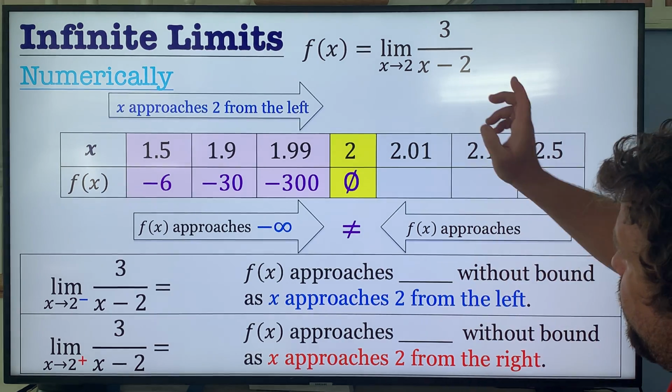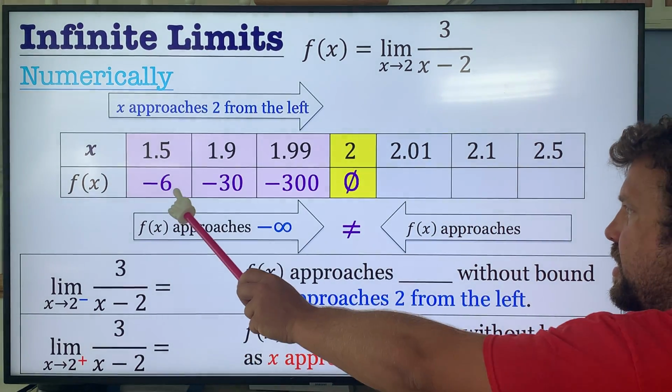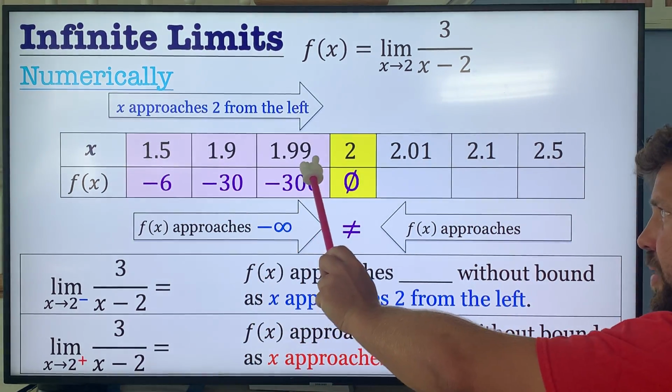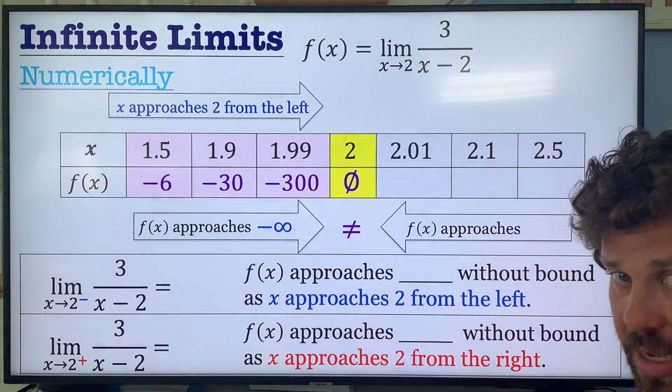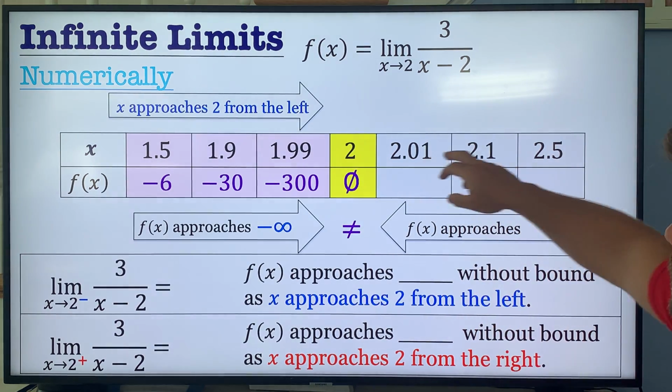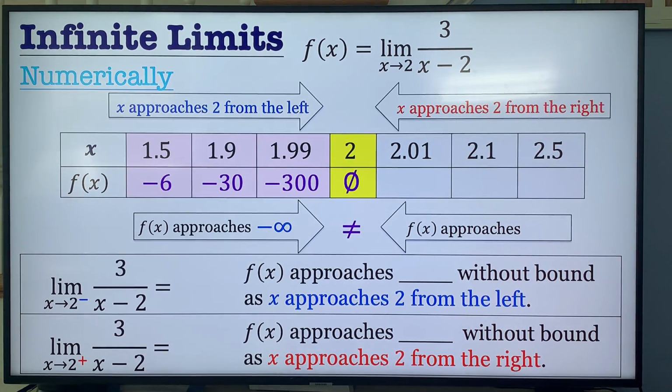If you do that, this is approaching negative infinity. You jump a 5, jump a 10. If I pick 1.999, it'd probably be negative 3,000. So it's getting closer and closer to negative infinity. Just like we did with the one-sided limits, pick the limits from the right.